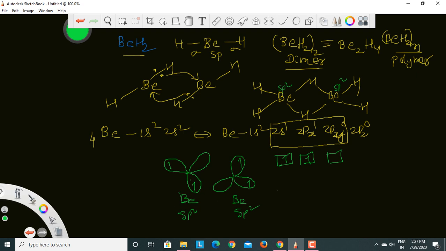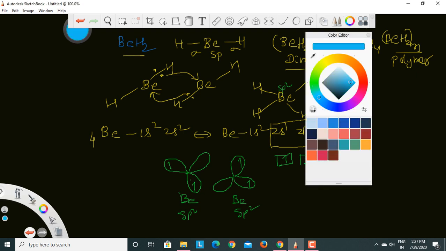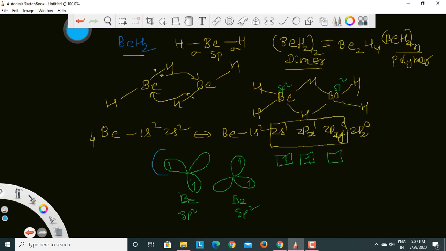Now this beryllium is making a bond with hydrogen. This is hydrogen, a sigma bond with hydrogen. So this beryllium also makes a sigma bond with hydrogen. So this beryllium is making a sigma bond with hydrogen, this one and this one. But these two are involved in forming a new type of bonding, that is a two electron three center system.